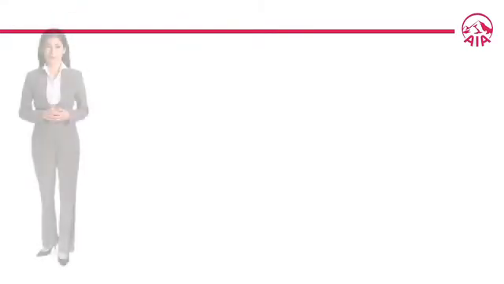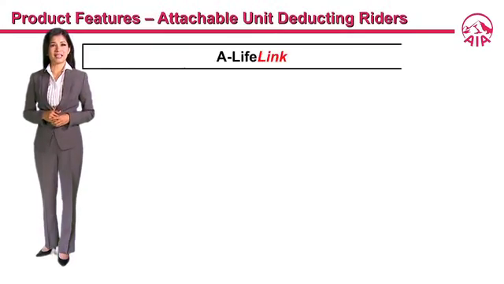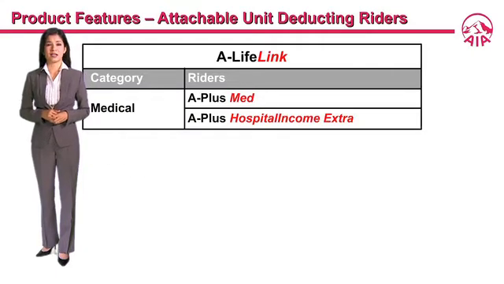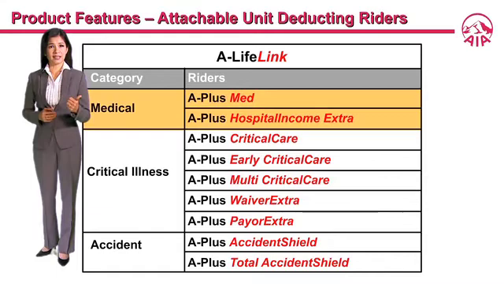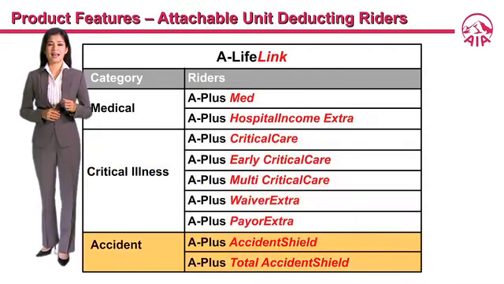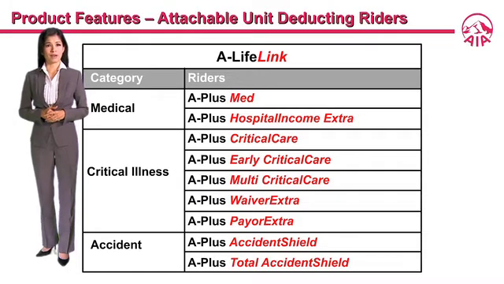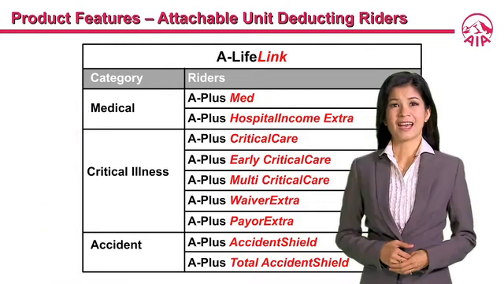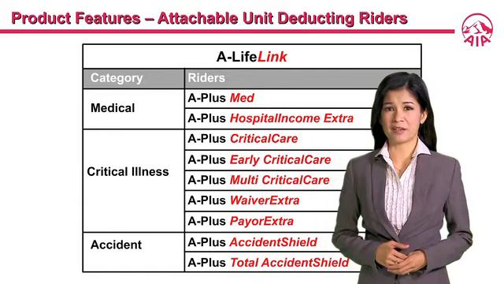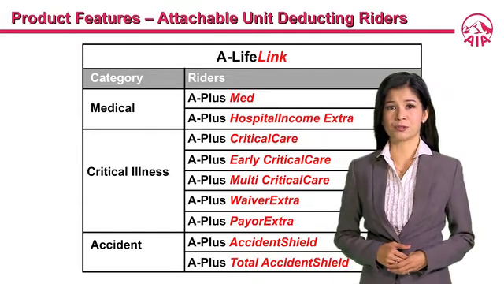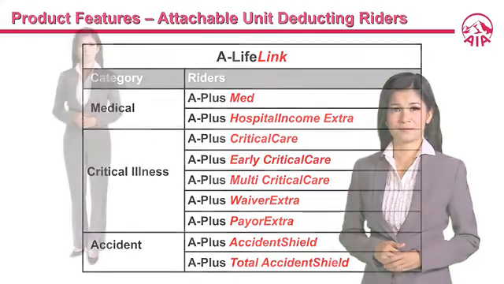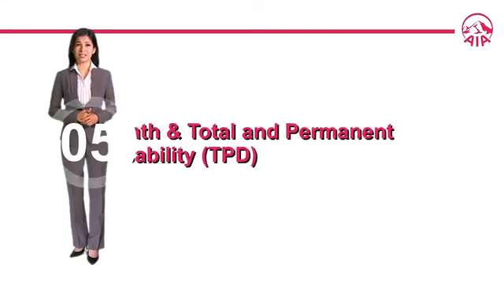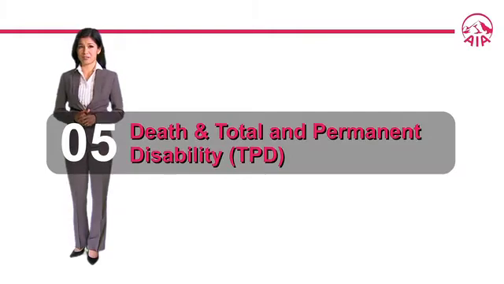This screen shows you the riders that the policy owner can attach to the AIA Life Link. They are categorized into medical, critical illness, and accident benefit. Additional cost of insurance is required for attaching riders. Each rider has its own unique benefit and you are encouraged to browse through the e-learning option to know more about the other riders. Now, let us look into the definition of some benefits.